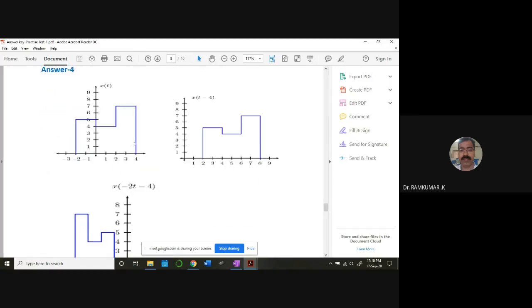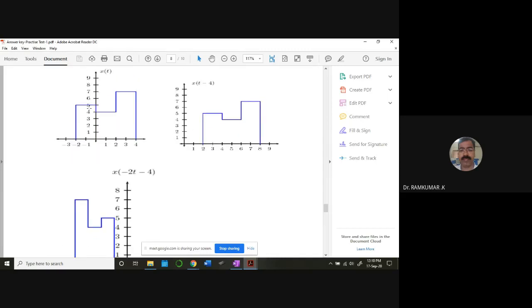Okay, once you draw this signal, then the rest of the things are direct. For t minus 4, you simply push this signal towards the right by 4 units. So from minus 2 it becomes 2. Okay, 4 units. Then this 4 will become 8.